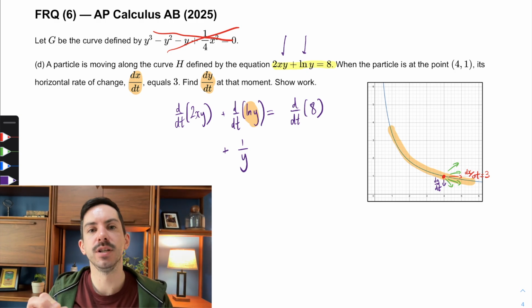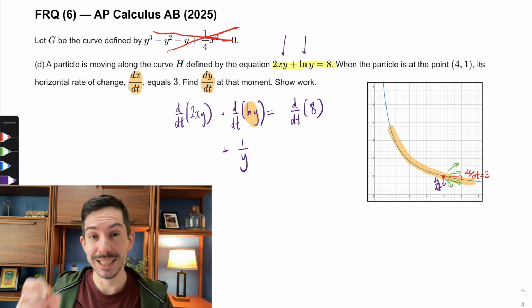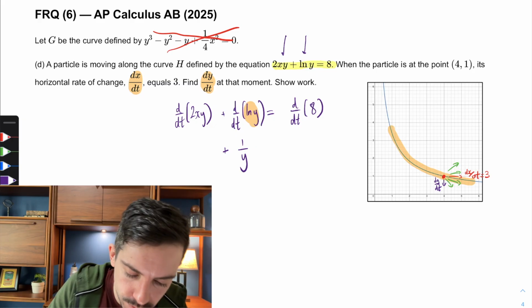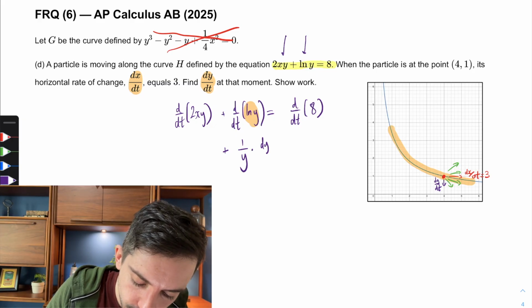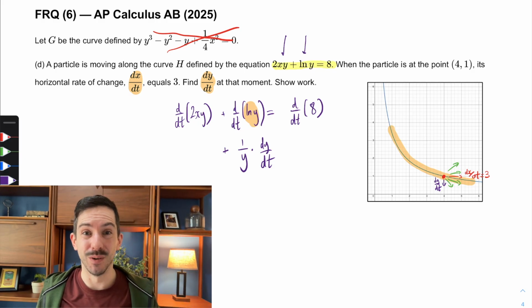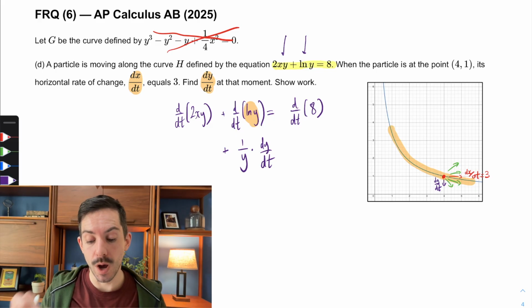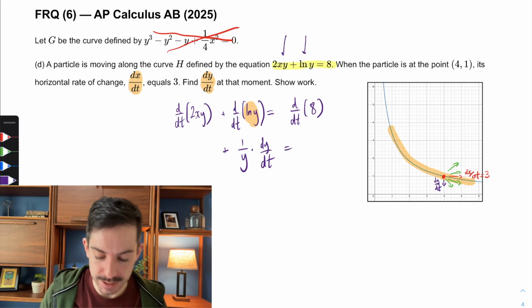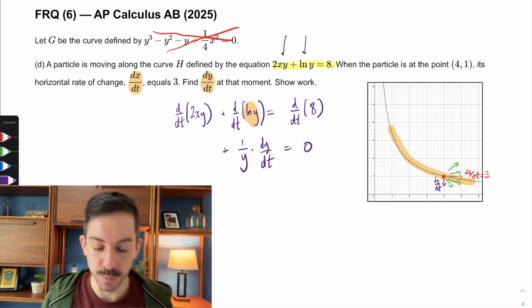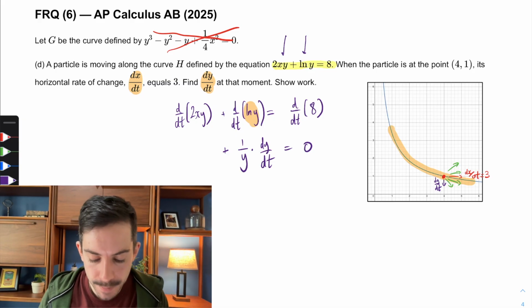But implicit differentiation, chain rule tells me I need to multiply by the derivative of y with respect to the variable I'm actually working with in my derivative. It's dt, right? 1 over y times dy by dt. Let's make that equal to 0. d by dt of 8 is 0.